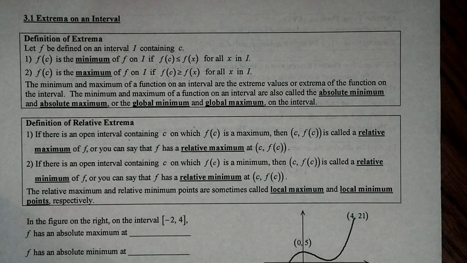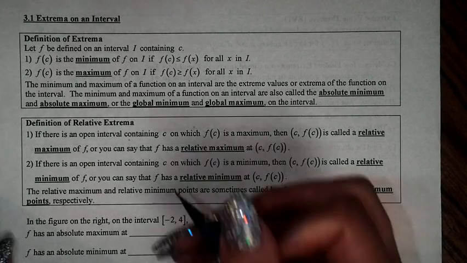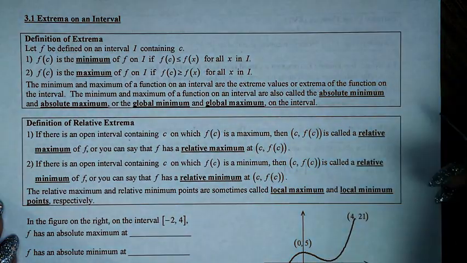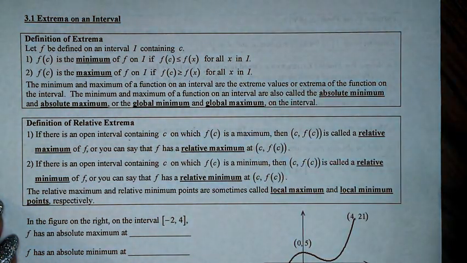The minimum and maximum of a function on an interval are also called the absolute minimum and the absolute maximum. In other words, this is also called the global minimum and global maximum on the interval. So if you see absolute or global, they mean the same.